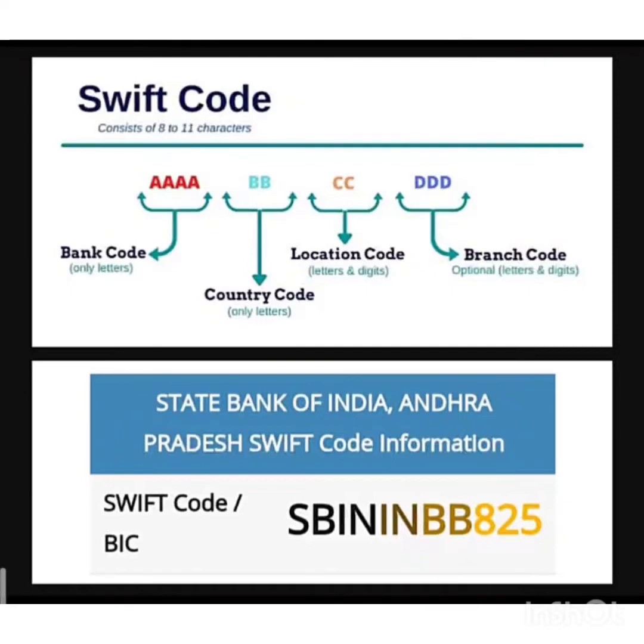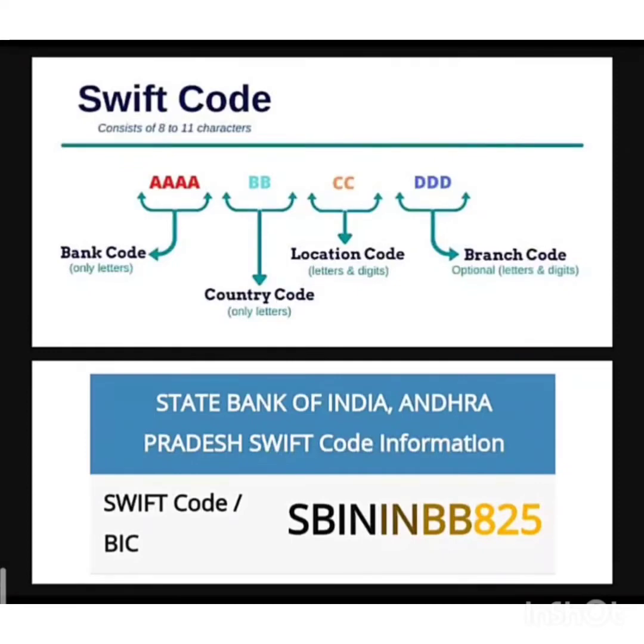So as you can see in this slide, a SWIFT code consists of 11 characters, of which the first four represent the bank name, the next two represent the country code, the following two characters represent the location code, and the last three characters represent the branch code. And there are some mandatory rules to it. The bank code can only be in the form of letters. The country code also should be in the form of letters. Location code may include letters and digits. And the branch code is optional. It can be either numerals or letters.